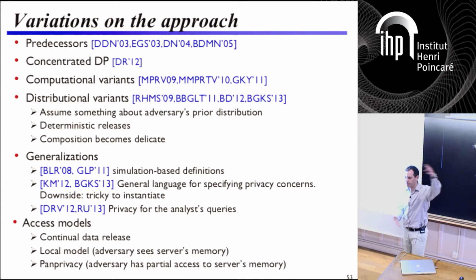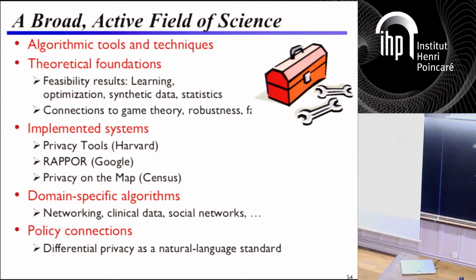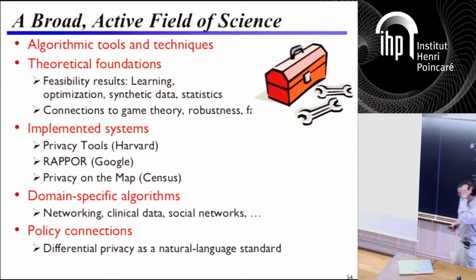So the model we had, with this big centralized data set which collects all the data and then publishes stuff about it, is a very simplistic model. You can consider lots of variants on it, and they have been. I'm not going to tell you about everything. I just want you to know that these variants exist. Okay, so that's differential privacy in a nutshell.